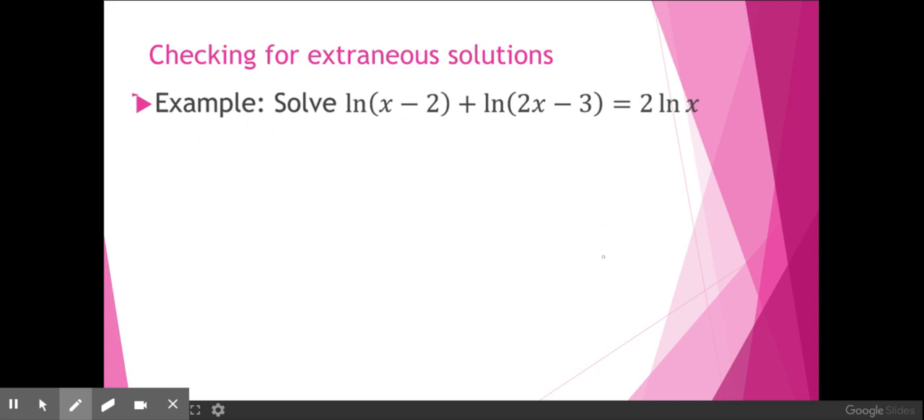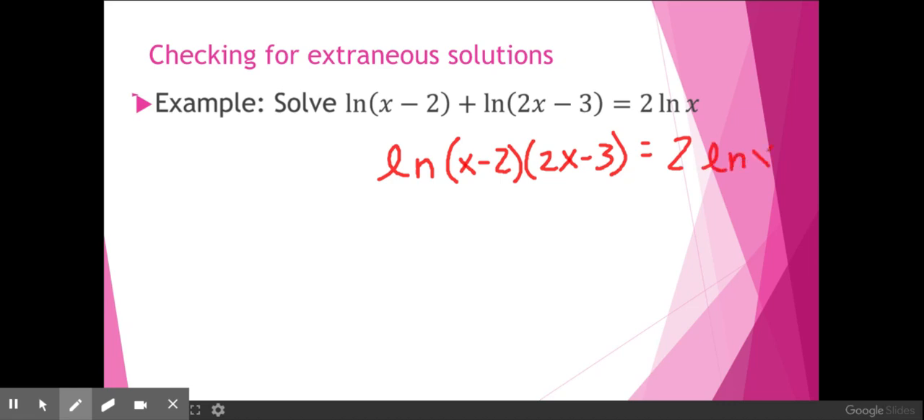So here's an example of that. Now this is a little bit of an intricate example. We actually first have to start by condensing this into one log. So if you remember, when we are adding logs, we can condense them using multiplication. So I'm going to write this as one log. So I get this: the ln of x minus 2 times 2x minus 3 equals 2 ln x. So now I want to take this 2 that's in front of this ln and make that an exponent.